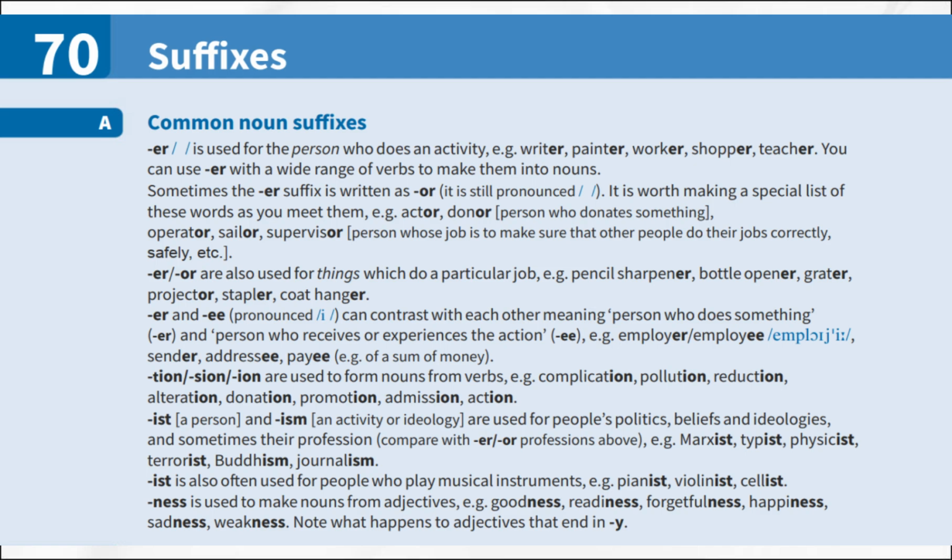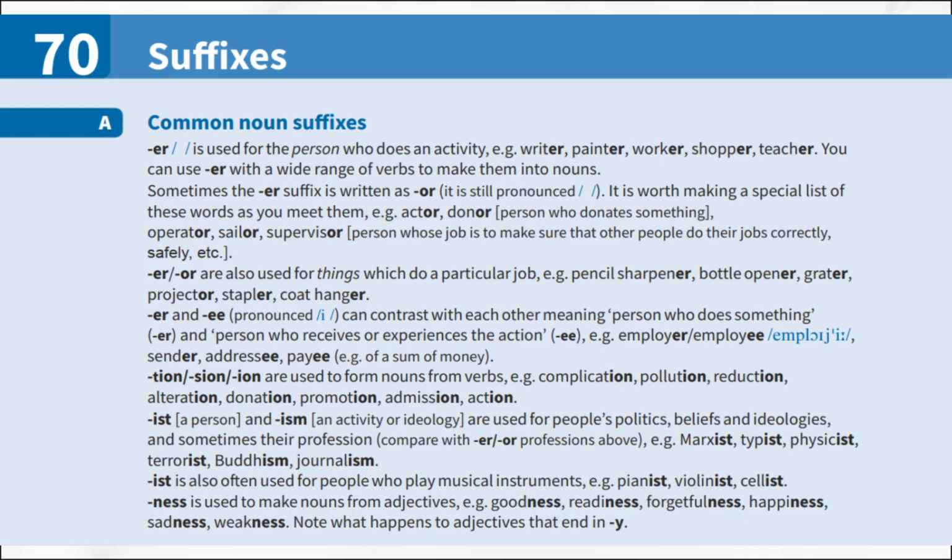Lesson 70. Suffixes. Hello and welcome to this lesson. Today, we are going to talk about suffixes, the endings we add to words to change their meaning or word class. Understanding suffixes will help you recognize and form new words, expand your vocabulary, and improve your reading and writing skills. So, let us get started.